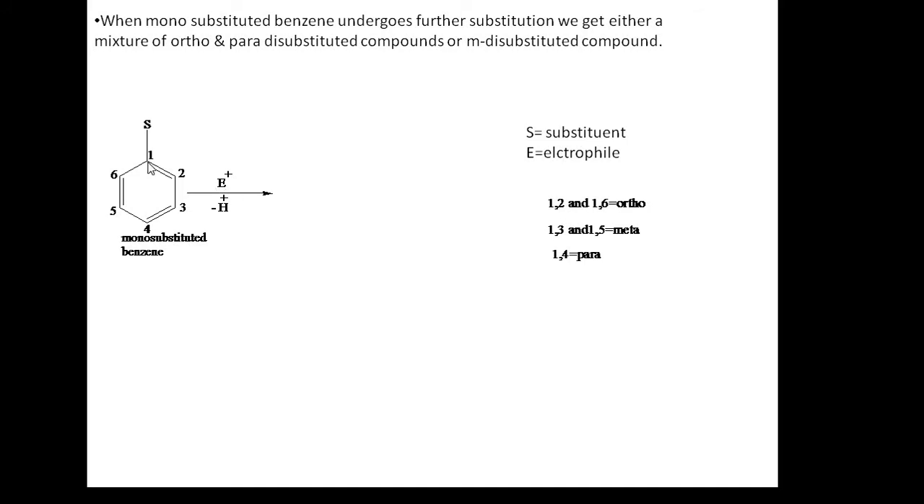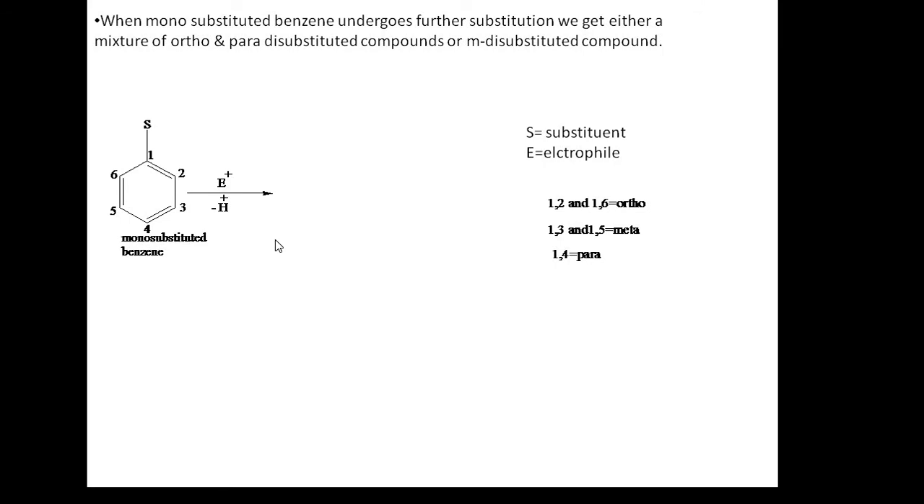Now here we are familiar with the relative positions of substituents. If I consider this as the first position, this is the second position. This 1,2 position is known as the ortho position. Similarly 1,6 is also an ortho position, and the 1,3 and 1,5 positions are known as meta positions, and only one para position is there, that is the 1,4 position. These are all things we had studied in the lower classes.